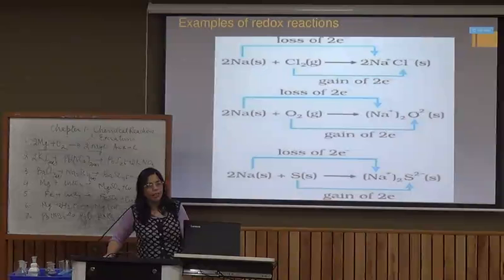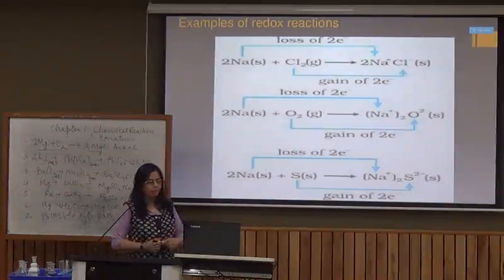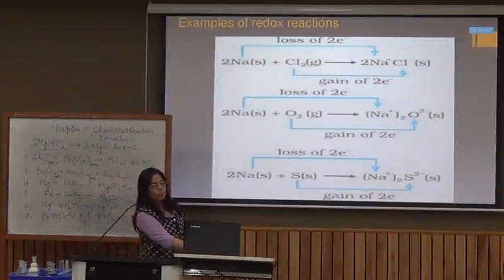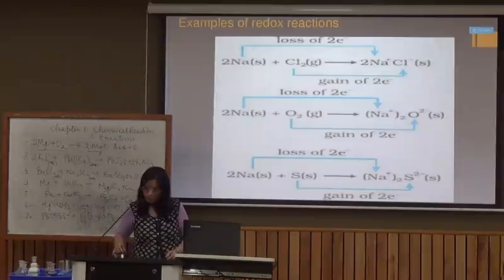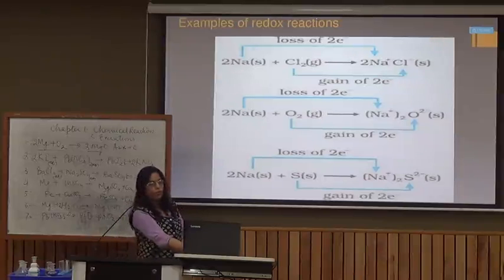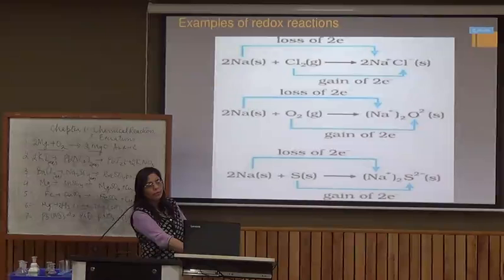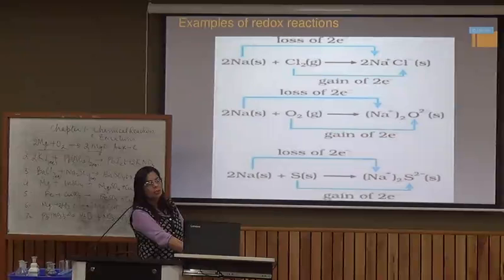So here in the first case, the sodium metal is losing electrons, and the electrons are being accepted by chlorine, and there is a formation of sodium chloride. So the sodium metal, when it loses electrons, is said to be oxidized. That means loss of electrons is also known as oxidation, and gain of electrons is known as reduction. So chlorine is getting reduced by gaining 2 electrons, whereas sodium metal is getting oxidized by losing 1 electron each atom.